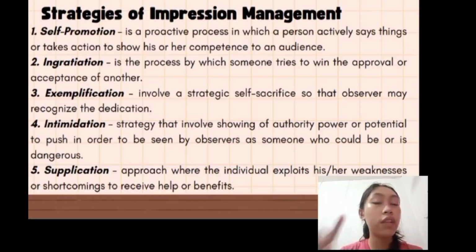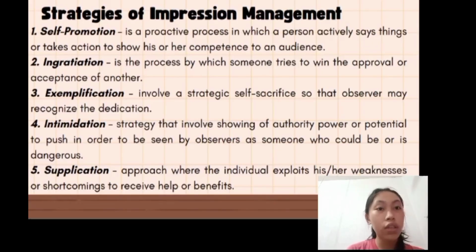The difference between self-presentation and impression management. Self-presentation is how you act or present yourself to shape your image, while impression management is ways of controlling how others see you. So that's all.